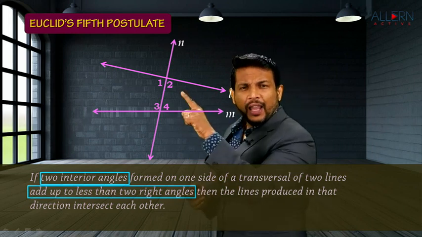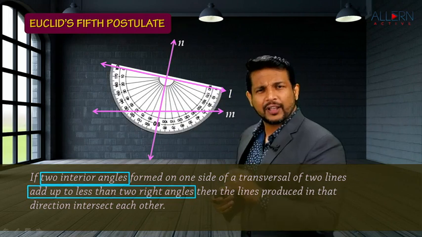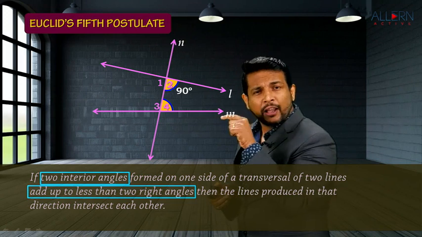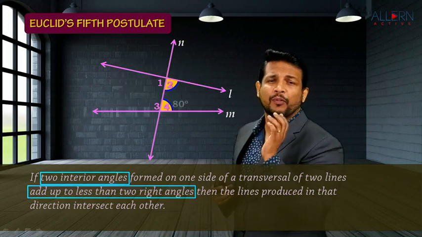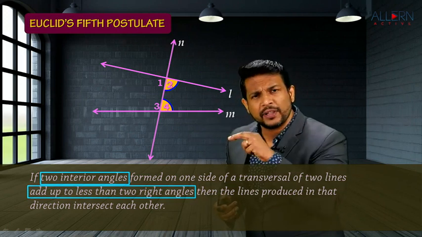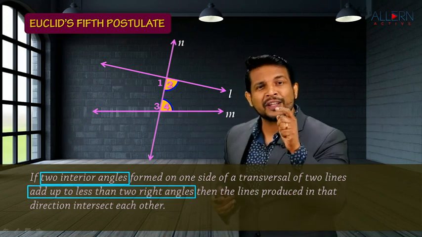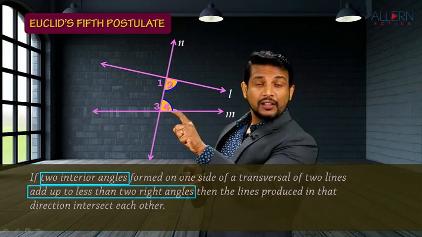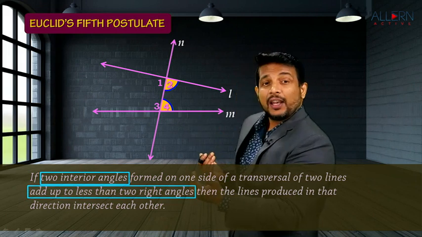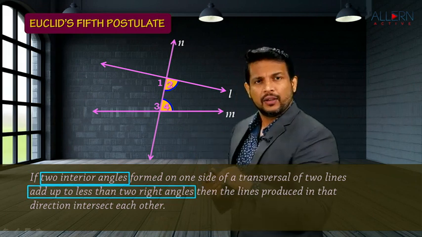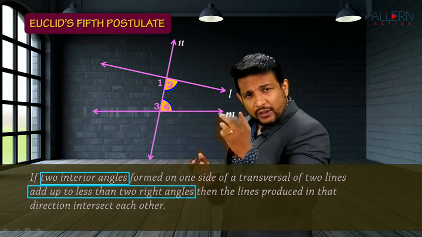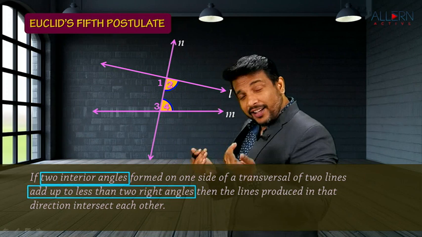Let's see that. Angle 2, if you measure it with the help of a protractor, we happen to get it as 90 degree. Angle 4, if you measure that with the help of a protractor, we get it as 80 degree. 90 plus 80, how much is that? You're talking about the sum. It is 170. That means here, the interior angles which are formed on this side of transversal N, its sum is less than 180 degree. So we are talking about the angles which are formed on this side, interior angles.